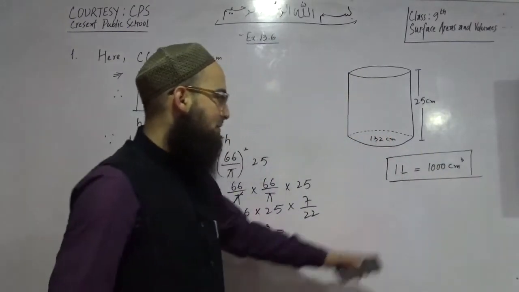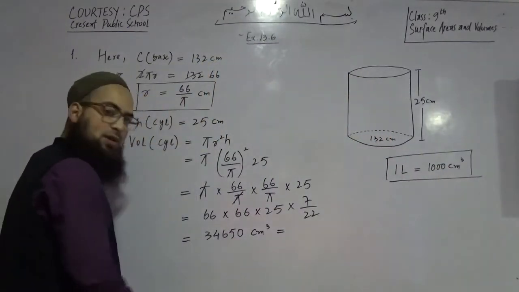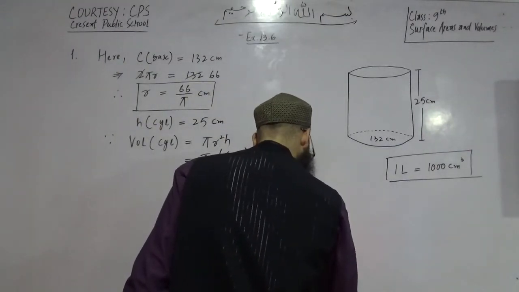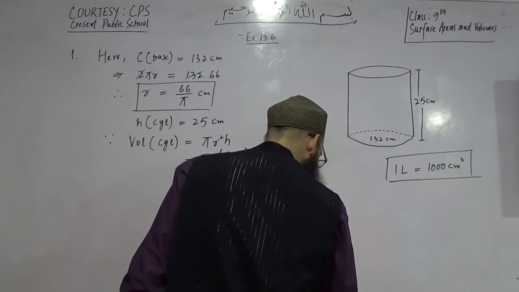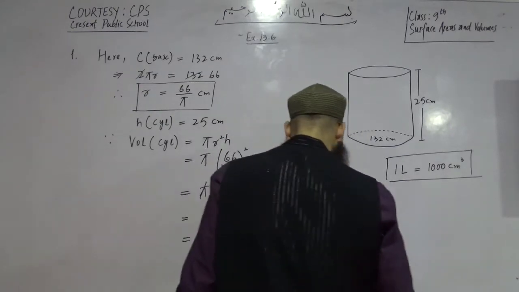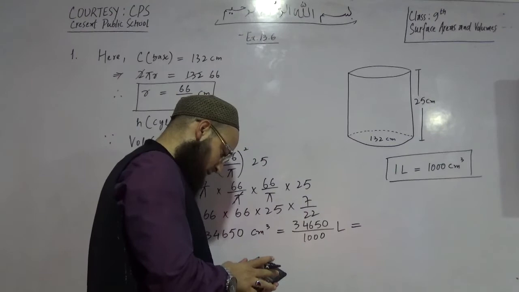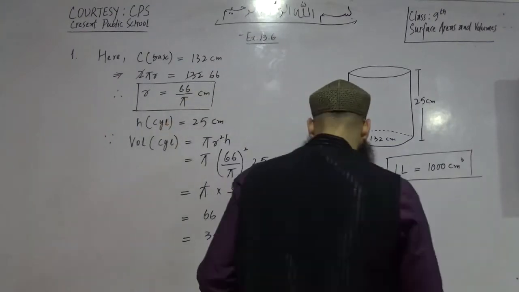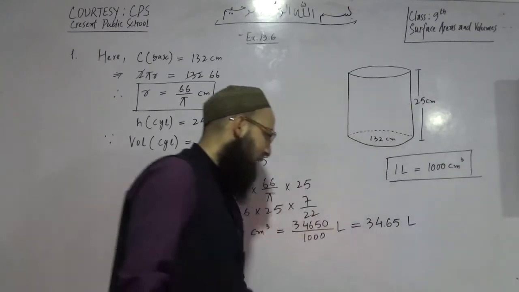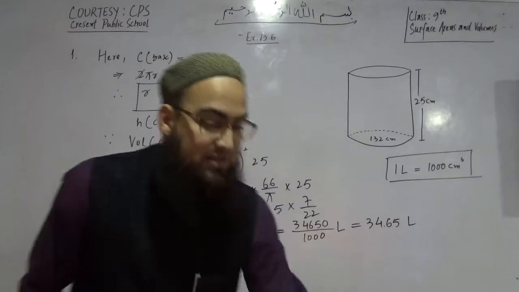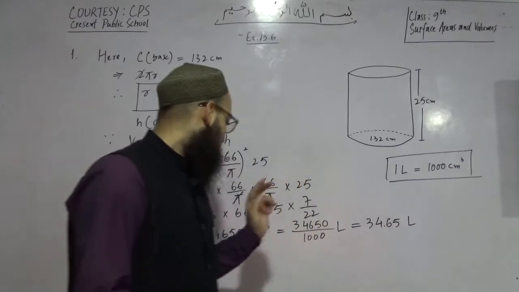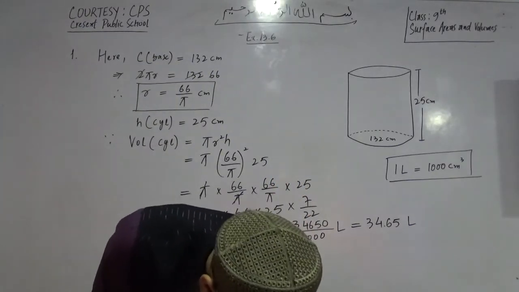That means 1 cubic centimeter is equal to 1 by 1000 liters, and this much cubic centimeter is equal to this divided by 1000. So you go 34650 divided by 1000. Now you are in liters. So that will give you 34.65 liters. And that is the capacity of this vessel. So this much liters of water it can hold.